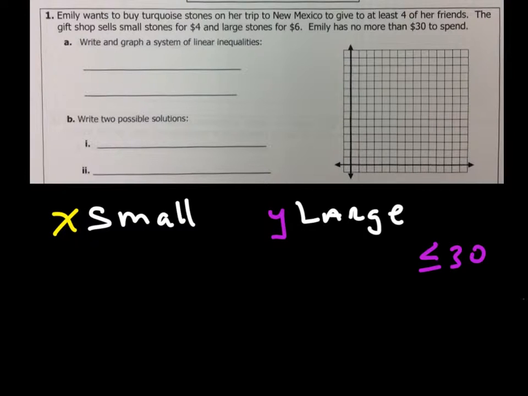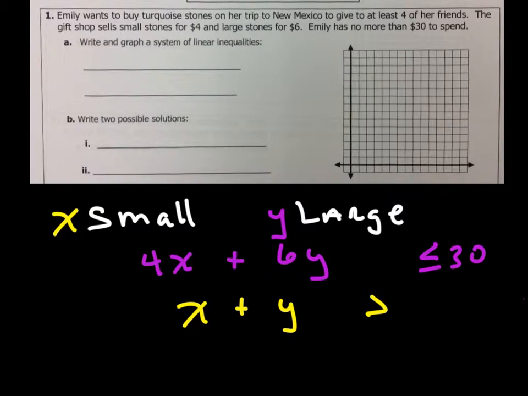So that means if it's $4 for a small stone, and you add $6 for every large stone, it should be less than or equal to 30. Now, we also know that she wants to buy stones for at least four of her friends. That means she can buy more as long as she has enough. So x plus y is greater than or equal to 4.